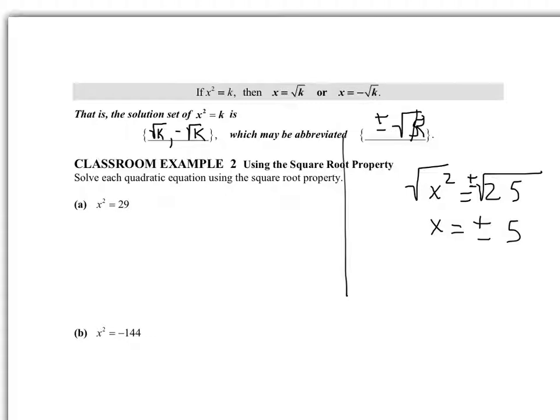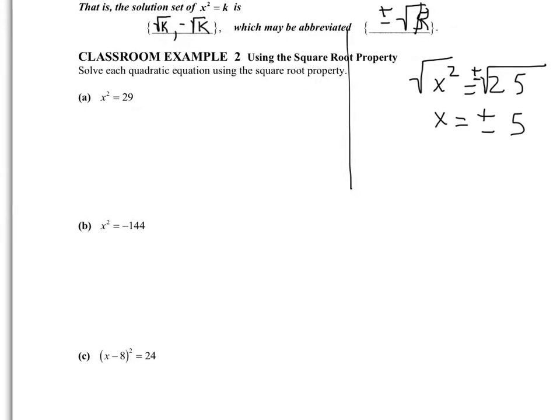I will tell you on the homework that you do in the computer, it will not allow you to use the plus or minus and write them together. You will need to separate them with a comma and write it as the positive number, comma, and then the negative value. So let's go through a few examples of how to use the square root property.